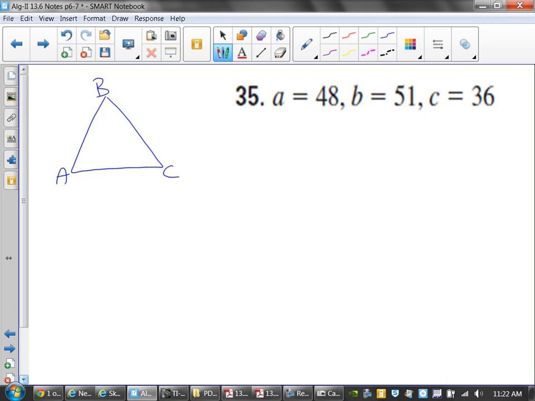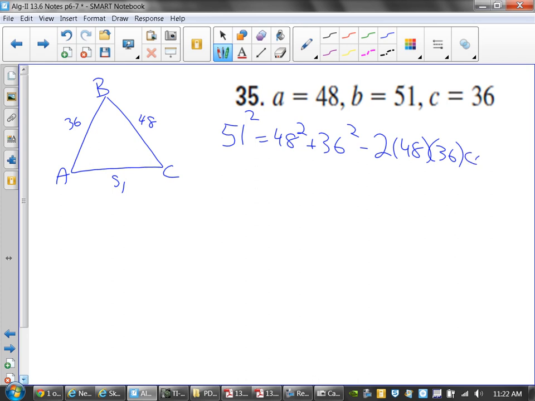Okay. So as you fill through, you know that 51 squared equals 48 squared plus 36 squared minus 2 times 48 times 36 cosine of B, right? You wind up getting 73.2 for angle B. Is everybody okay with that? Is that acute or obtuse? It's acute. What should you check? Yeah. Check it real fast.